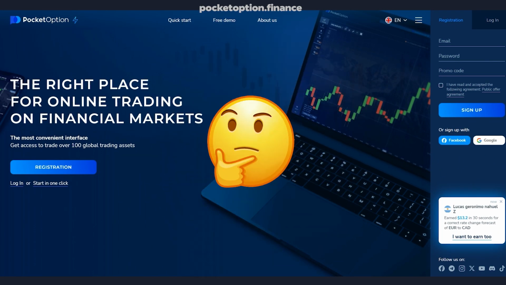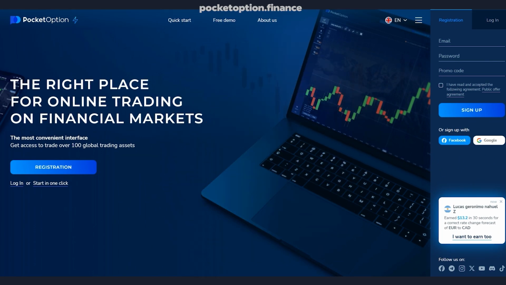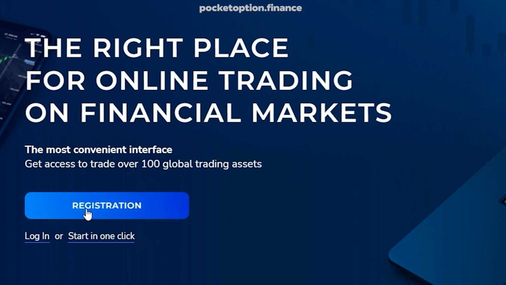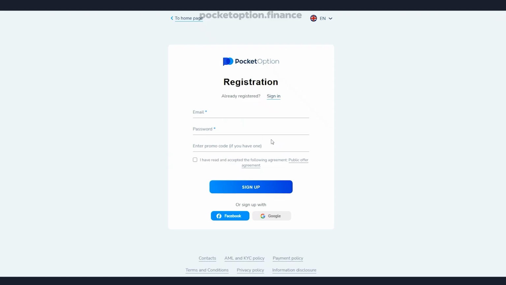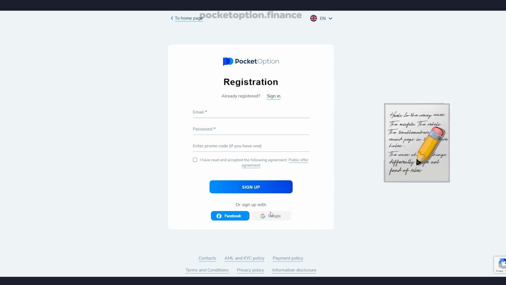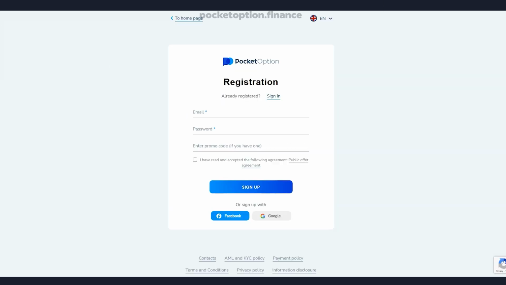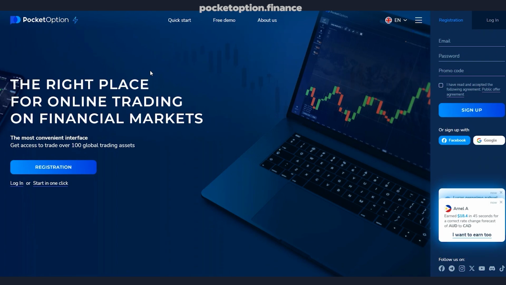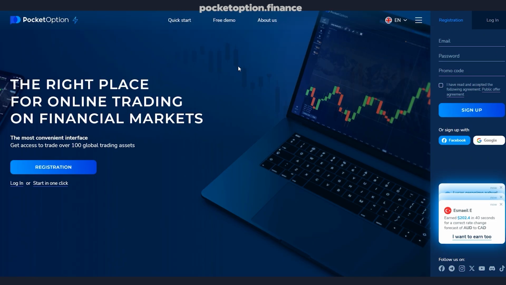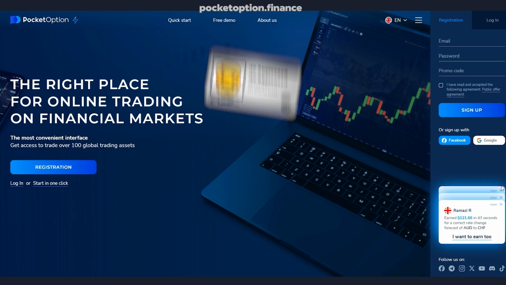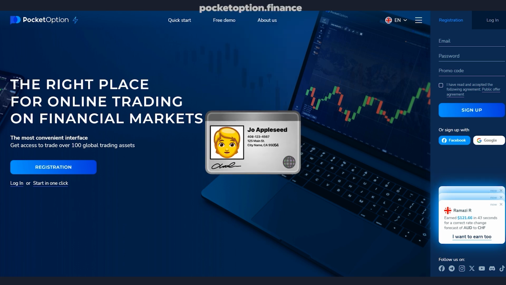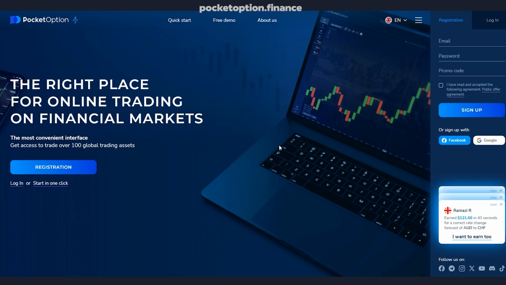So you will be going here if you are new to Pocket Option. You just have to click something like registration and sign up with the form, or you could sign up with Google depending on your preferences and your email setup. And basically that's all there is. Once you press the sign up button, you have to put in your basic data like your name, surname, email, place where you reside and stuff like that.